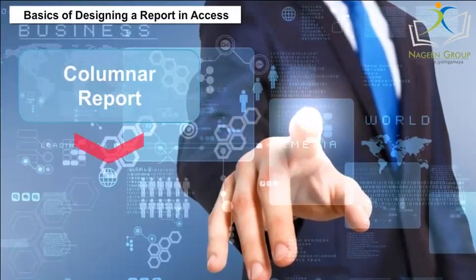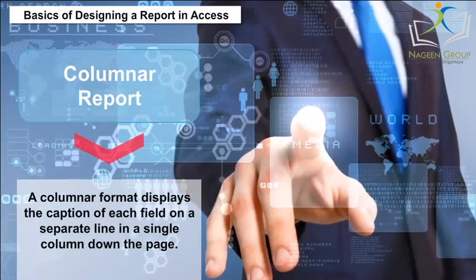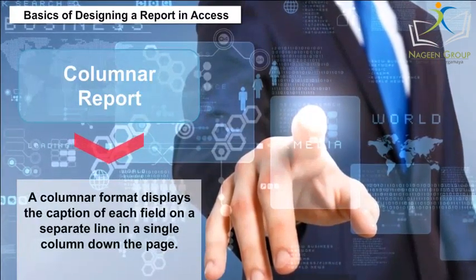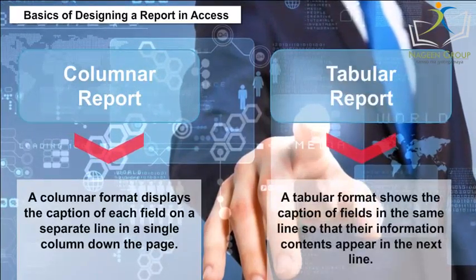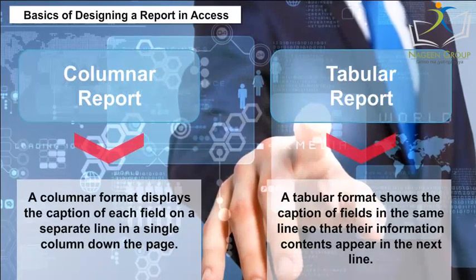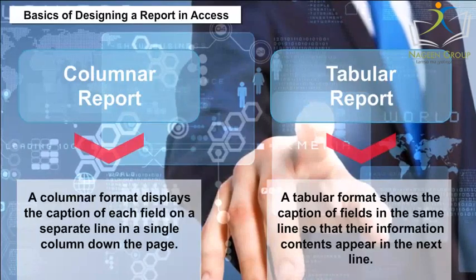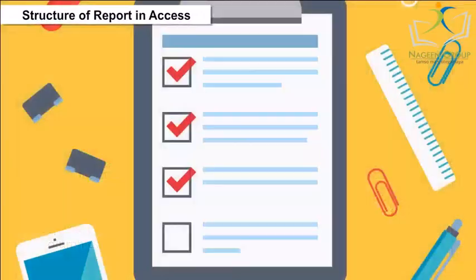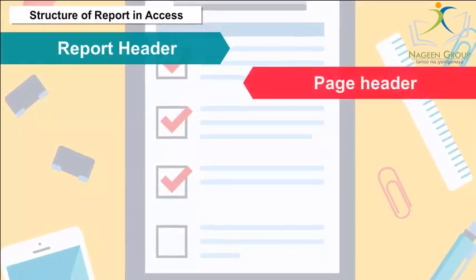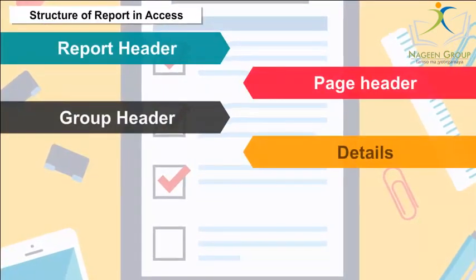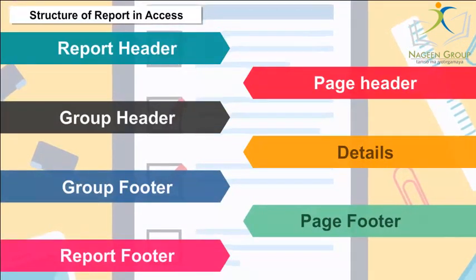Columnar report. A columnar format displays the caption of each field on a separate line in a single column down the page. Tabular report. A tabular format shows the caption of fields in the same line so that their information contents appear in the next line. Structure of report in Access. Report header, page header, group header, details, group footer, page footer, report footer.